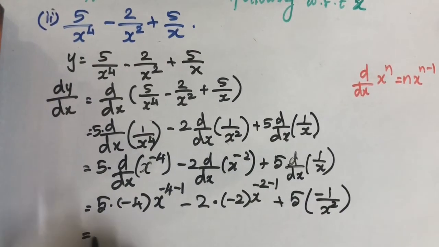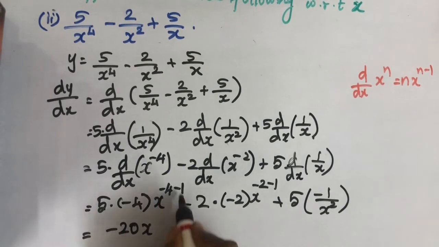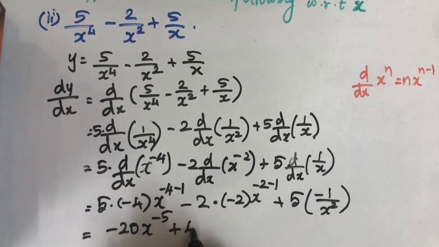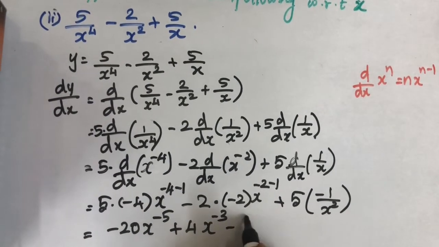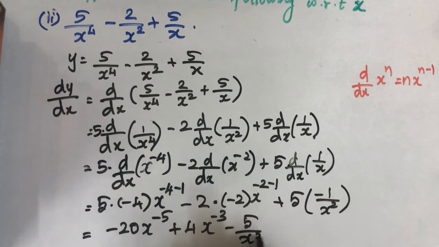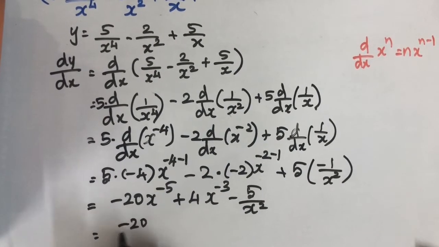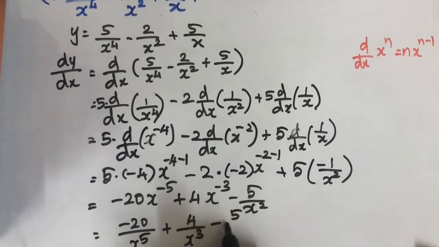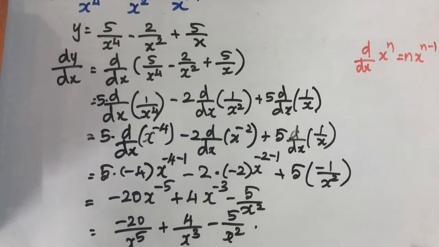So you can write it directly. 5 4s are 20, minus 20 x^(-5), minus 2 into minus 2, that is plus 4 x^(-3), minus 5/x^2. I can write it as minus 20/x^5 plus 4/x^3 minus 5/x^2. This is the differentiation.